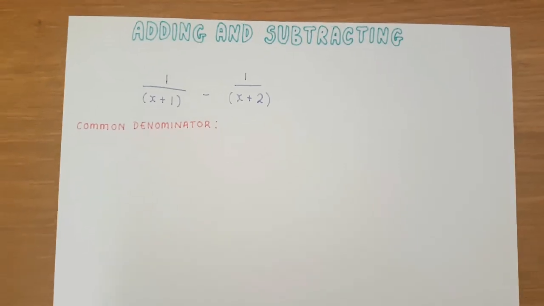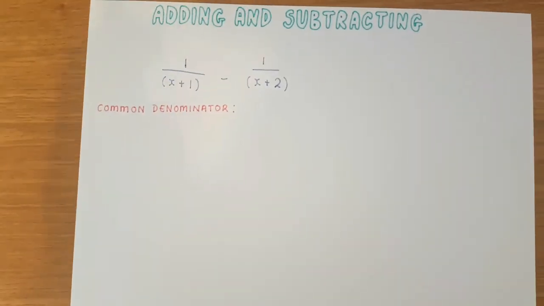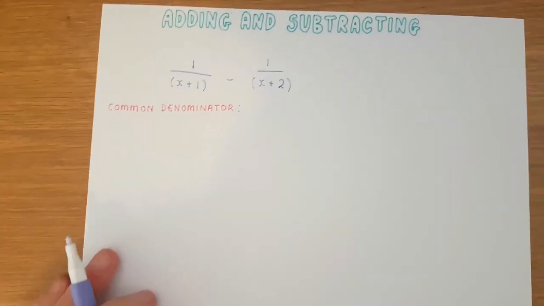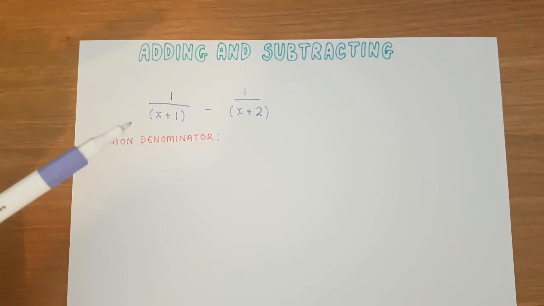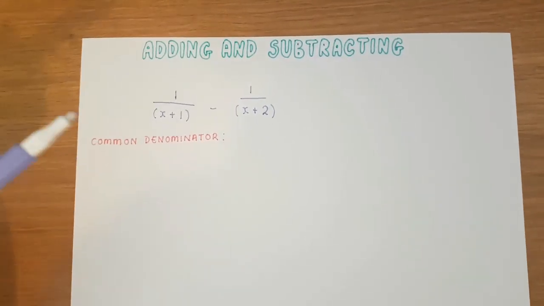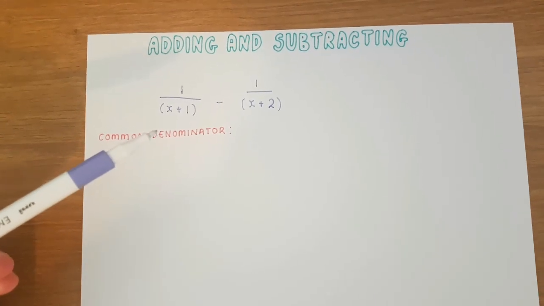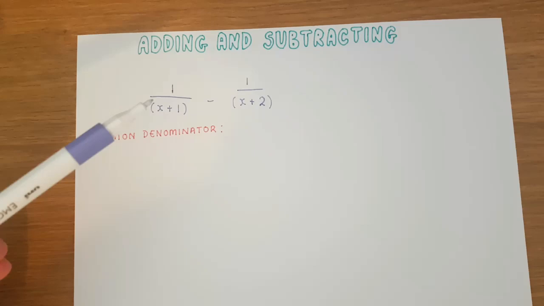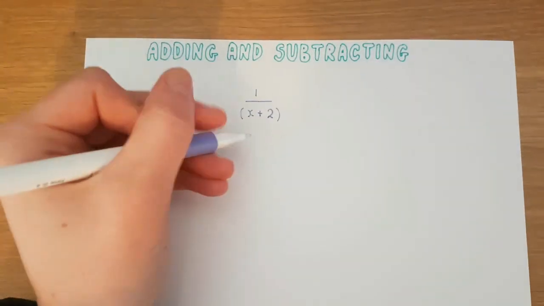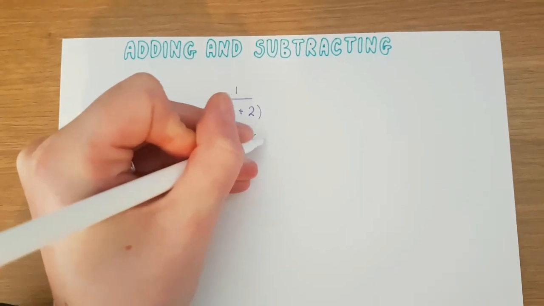Now we know when we add and subtract normal fractions, they have to have the same denominator, or common denominator. So we still need to have a common denominator in the case of an algebraic fraction. For some of these fractions, it might be that the common denominator is lower than multiplying both of them together. But if you can't spot what the lower common denominator is, just multiply both denominators together and it will simplify out at the end. So in this case, my common denominator is going to be x plus 1 multiplied by x plus 2.